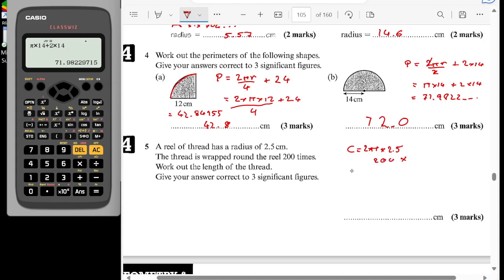So the length is going to be equal to 2 times pi times 2.5 times 200, which is going to give me 3,141.59265... So to three significant figures, that would be 3,140.